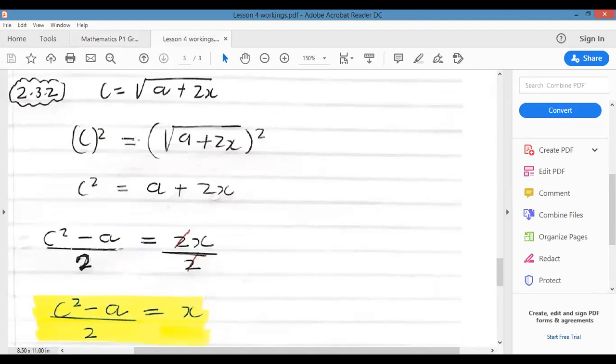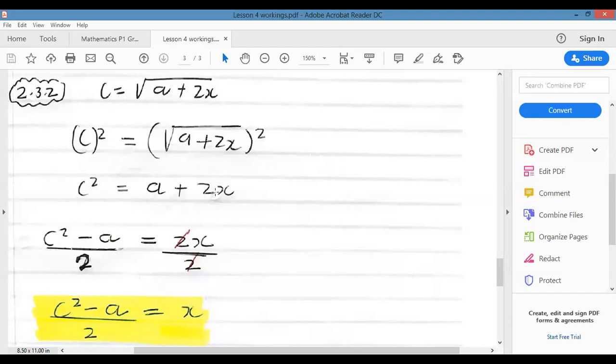Remember, if you want to remove the square root, you must square both sides. You must square on your left and also square on your right. Does it make sense, guys? Therefore, you're going to have C squared is equal to A plus 2x because you have squared. Remember, the square kills the square root. We all know that by now, guys. So your answer will be c squared is equal to a plus 2x.